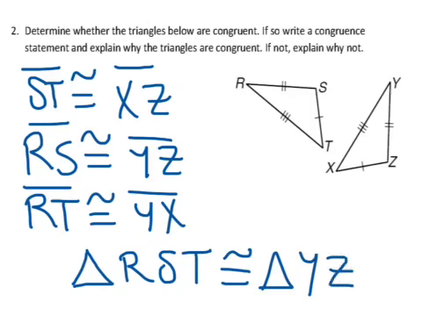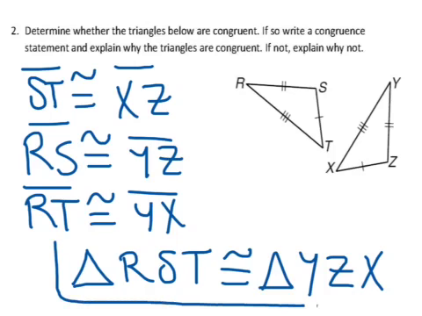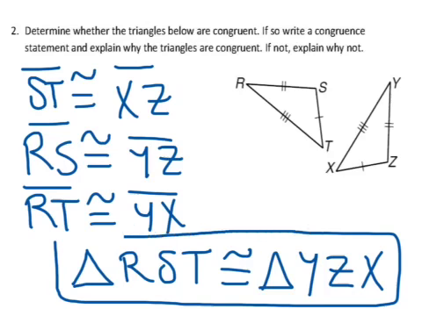And finally, we have X, but just to verify, T is the vertex between the 3 slashes and the 1 slash, and X is the vertex in the second triangle that is between the 1 slash and the 3 slashes. Therefore, this is my congruent statement to indicate that these 2 triangles are congruent to each other.